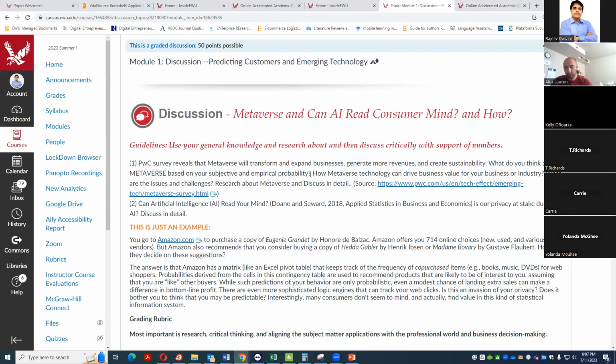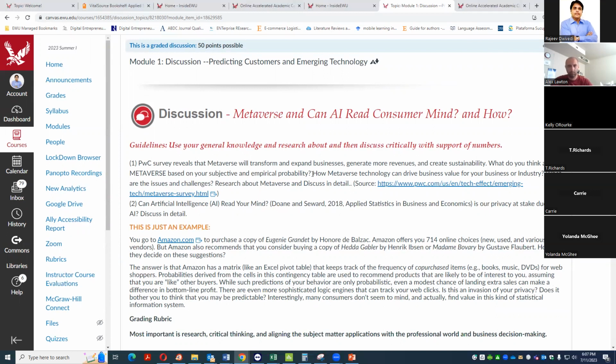Then based on conditional, let's say the metaverse will be very successful in marketing and sales of the product, but under what conditions? What should be the factors that will impact the metaverse's success? So those are the conditions.